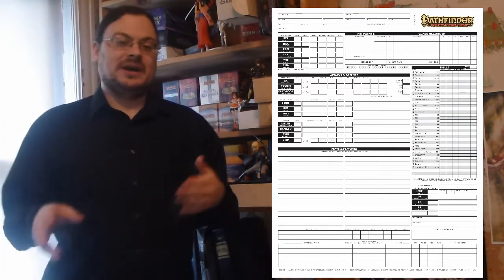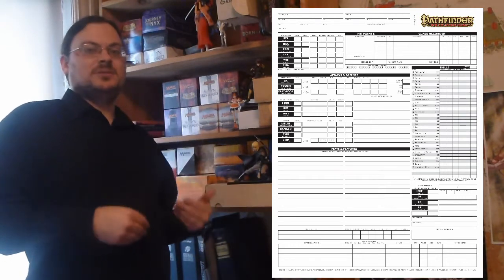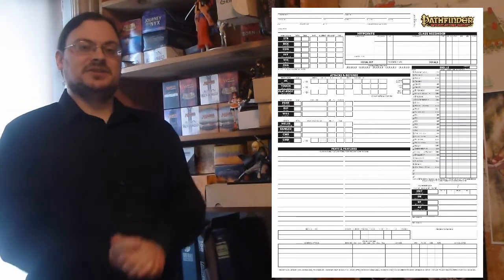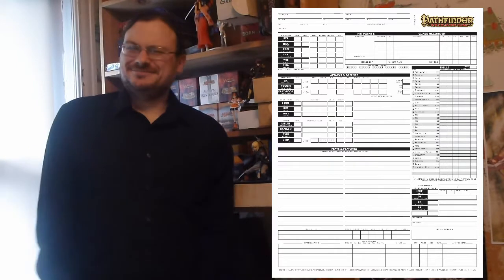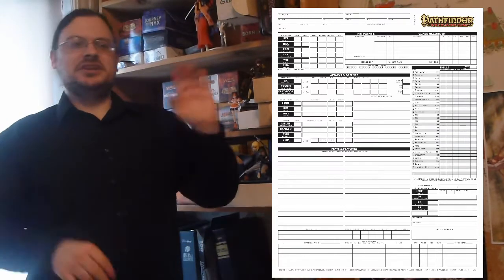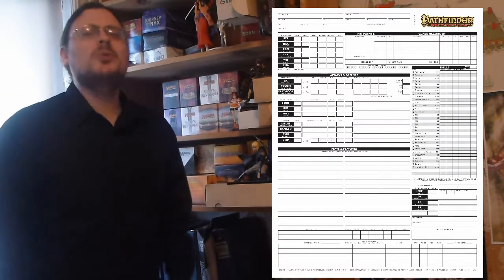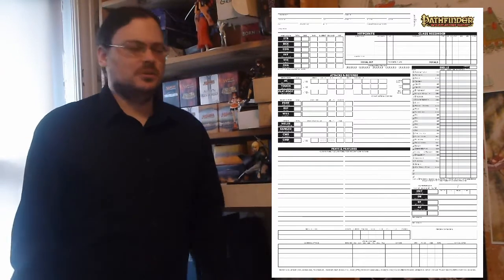I'm going to talk about it, but humans get bonus skill points per level. That's one of their special abilities as a human. We're more skilled. We don't have all these special crazy racial abilities, but we're more skilled. We've got more variety in what we do.